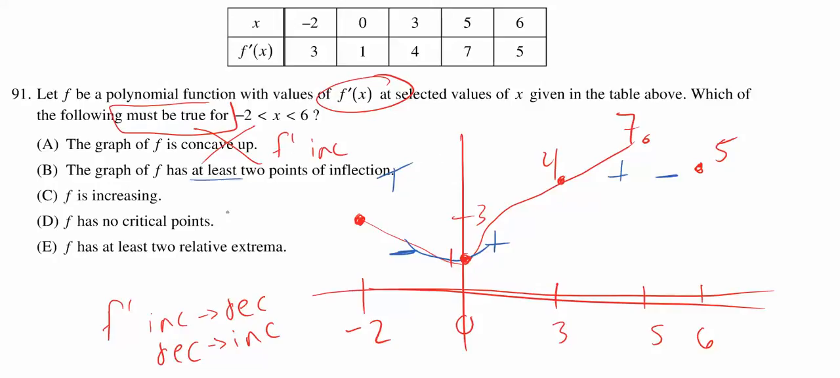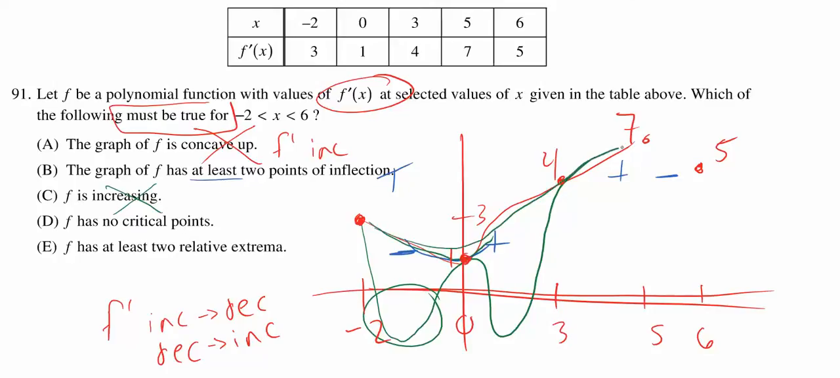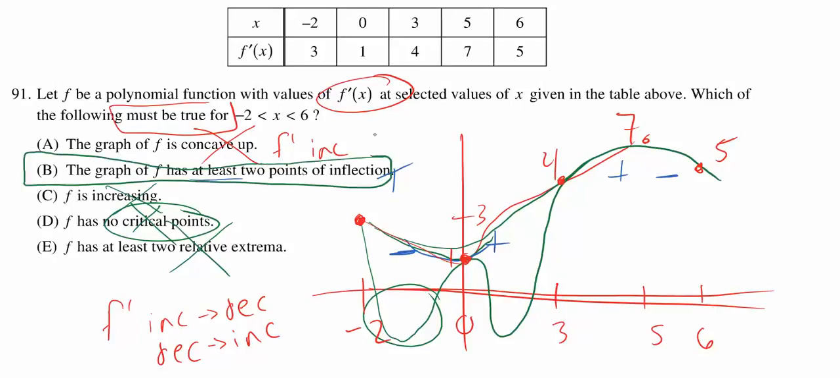f is increasing. Well, the derivative, according to my sketch, is always positive, but obviously we were only given some values, so we could get anything going on here. It could go negative at some point. So I'd say you couldn't say that it must be true. No critical points. Again, based on my graph, it wouldn't have any critical points, but it could. We don't know. It's not a must. And 2 relative extrema, well, those are our critical points again. It could have none, it could have a bunch, but there's no must be true. So we've got our must have 2 points of inflection. That's all we got to go.